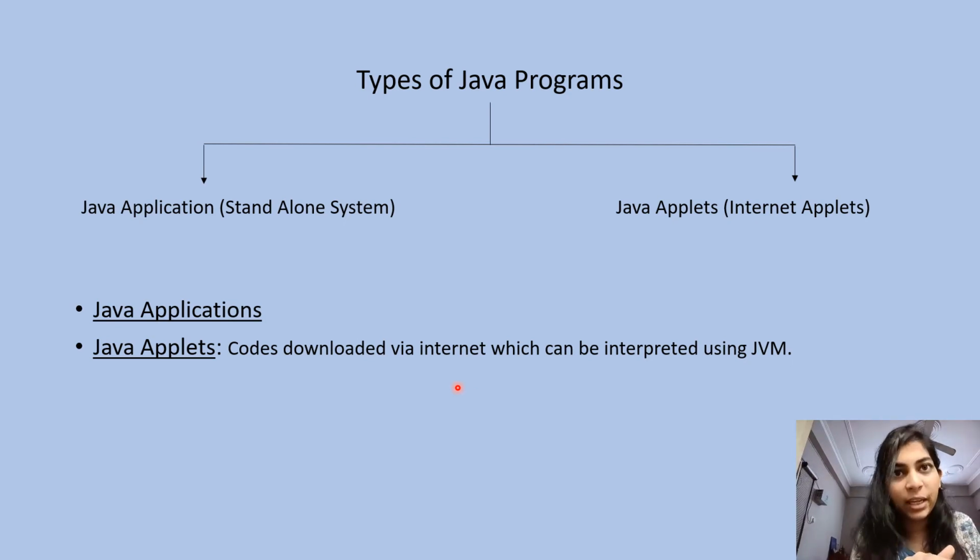In very layman language, we can say that Java applications are user-defined, user-written programs, while Java applets are codes downloaded via internet which can be interpreted using JVM. Right? Alright, let's move further.